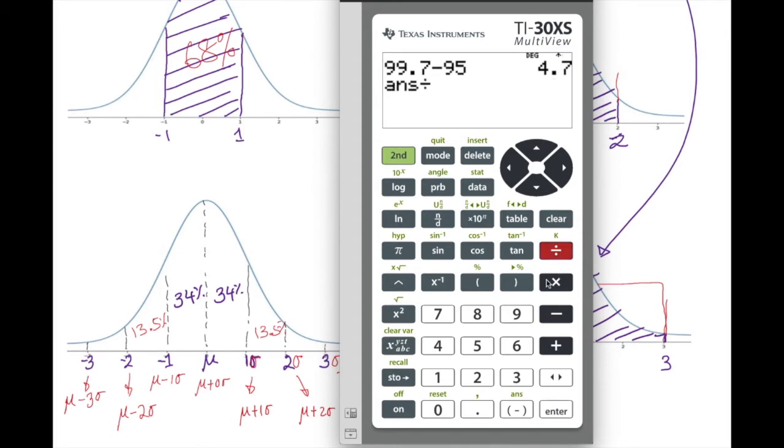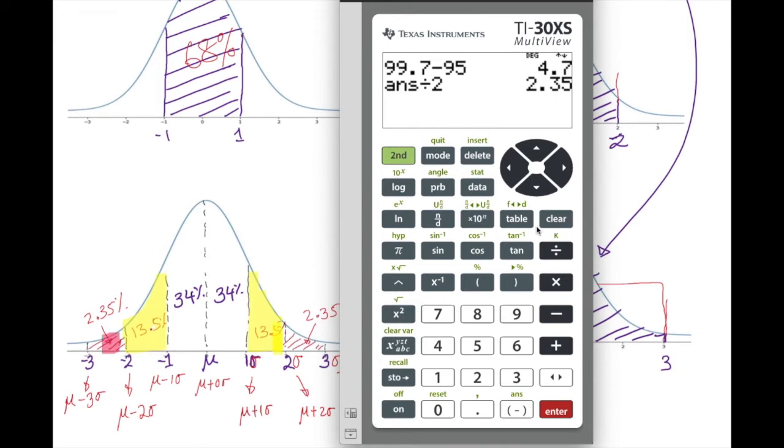So I'm going to divide by 2 to get one piece. Divided by 2 is 2.35%. So this is 2.35 percent on this side, and 2.35 percent on this side. And again, this piece is 13.5 and this piece is 13.5 on both sides.